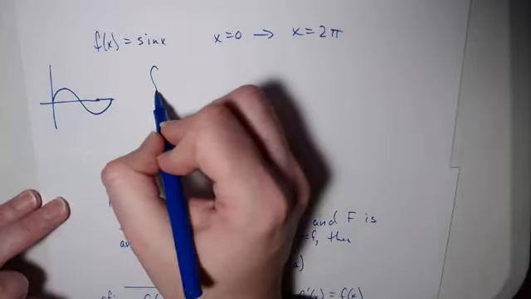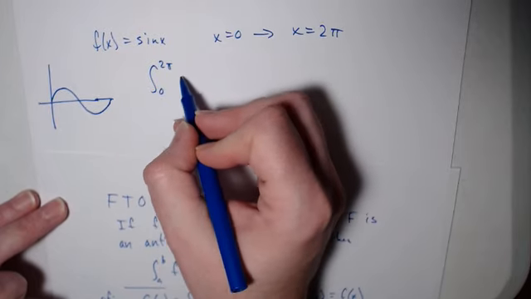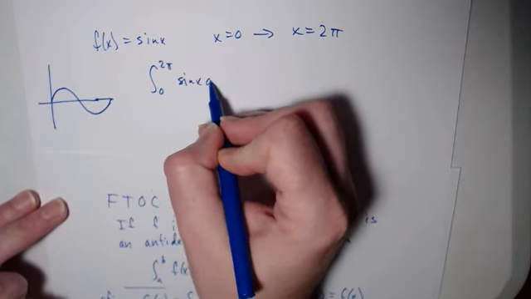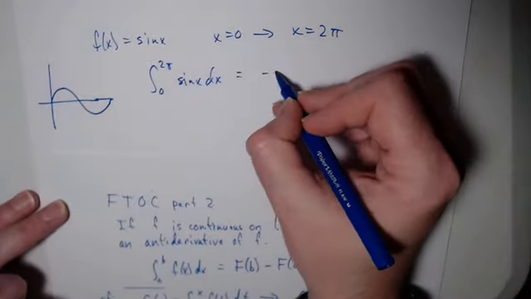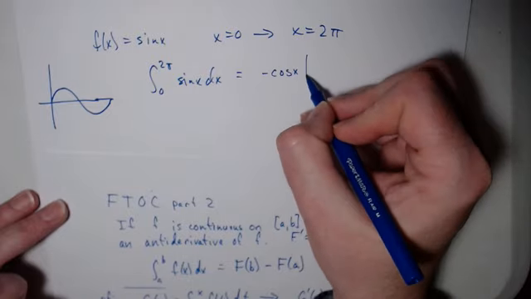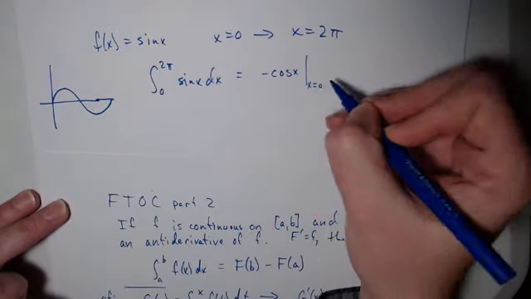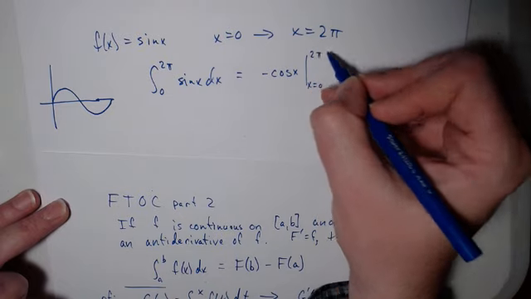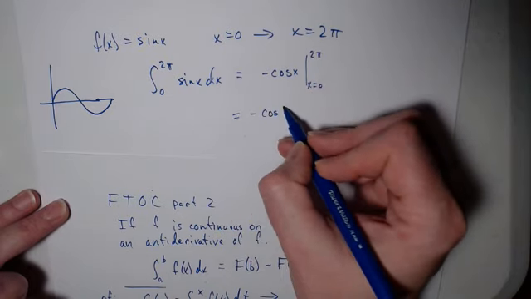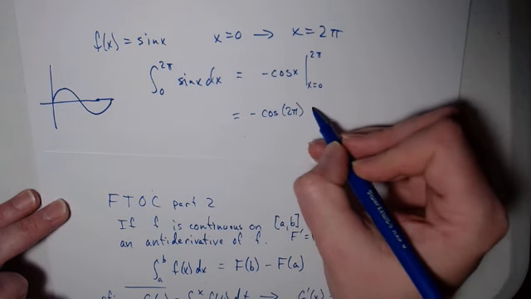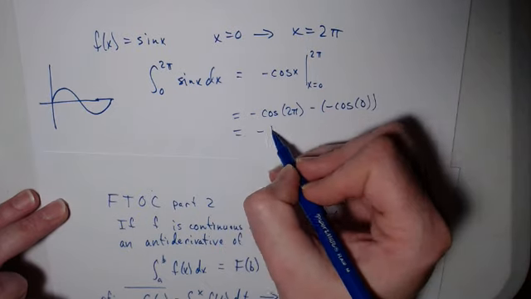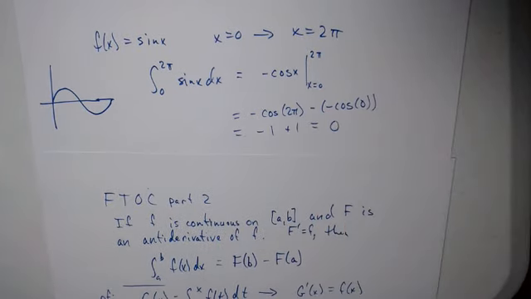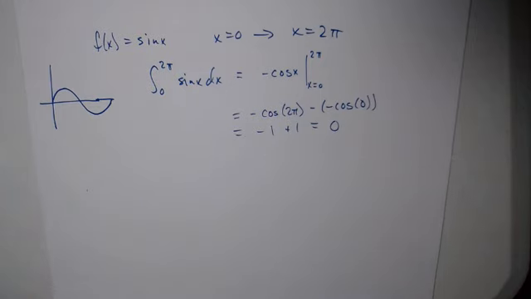And so if I take the integral from 0 to 2 pi of sine x dx, and the antiderivative of sine is minus cosine x, and then I can evaluate that when x is 0 and 2 pi, so that's negative cosine of 2 pi minus a negative cosine of 0. That's negative 1 plus 1, that is 0. So it doesn't actually give me the area bounded by the curve.